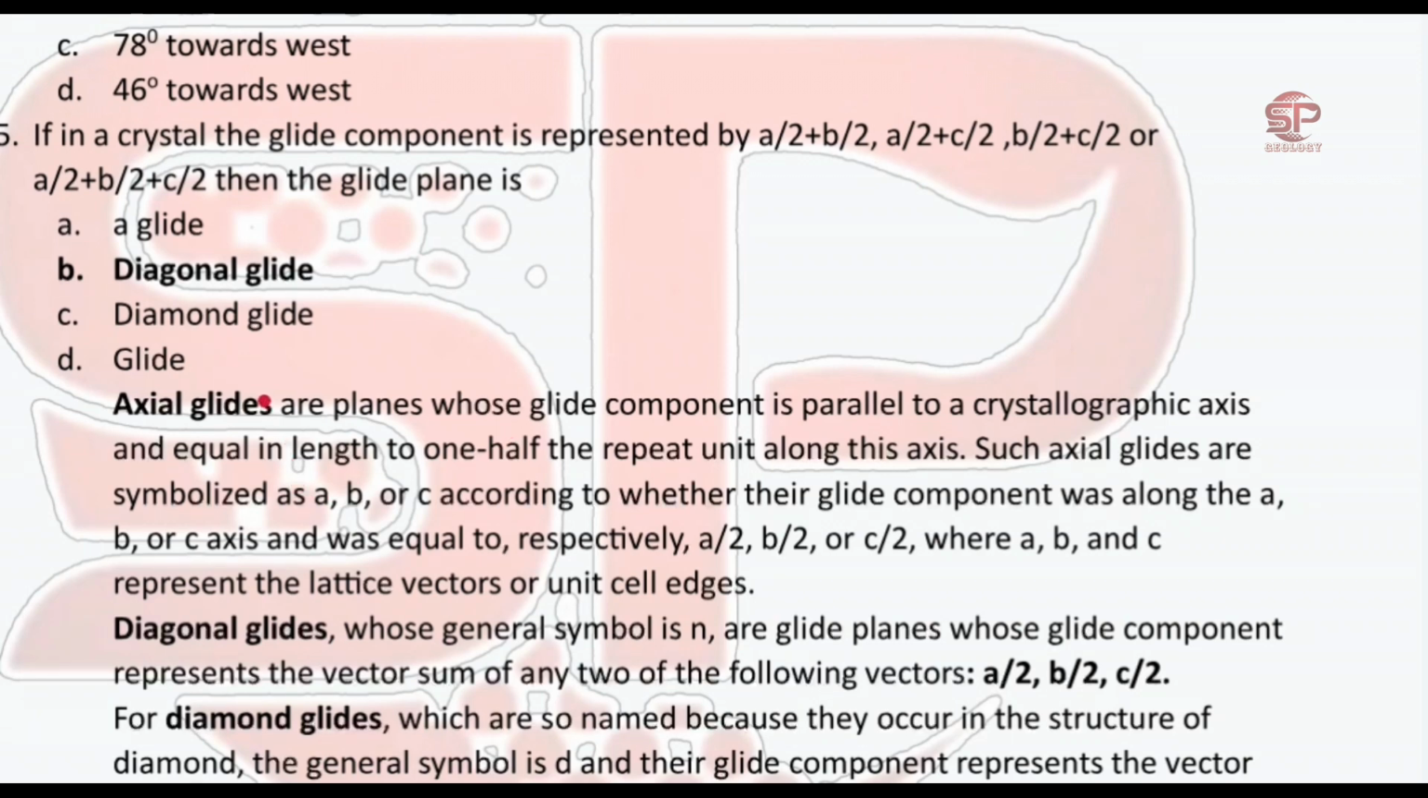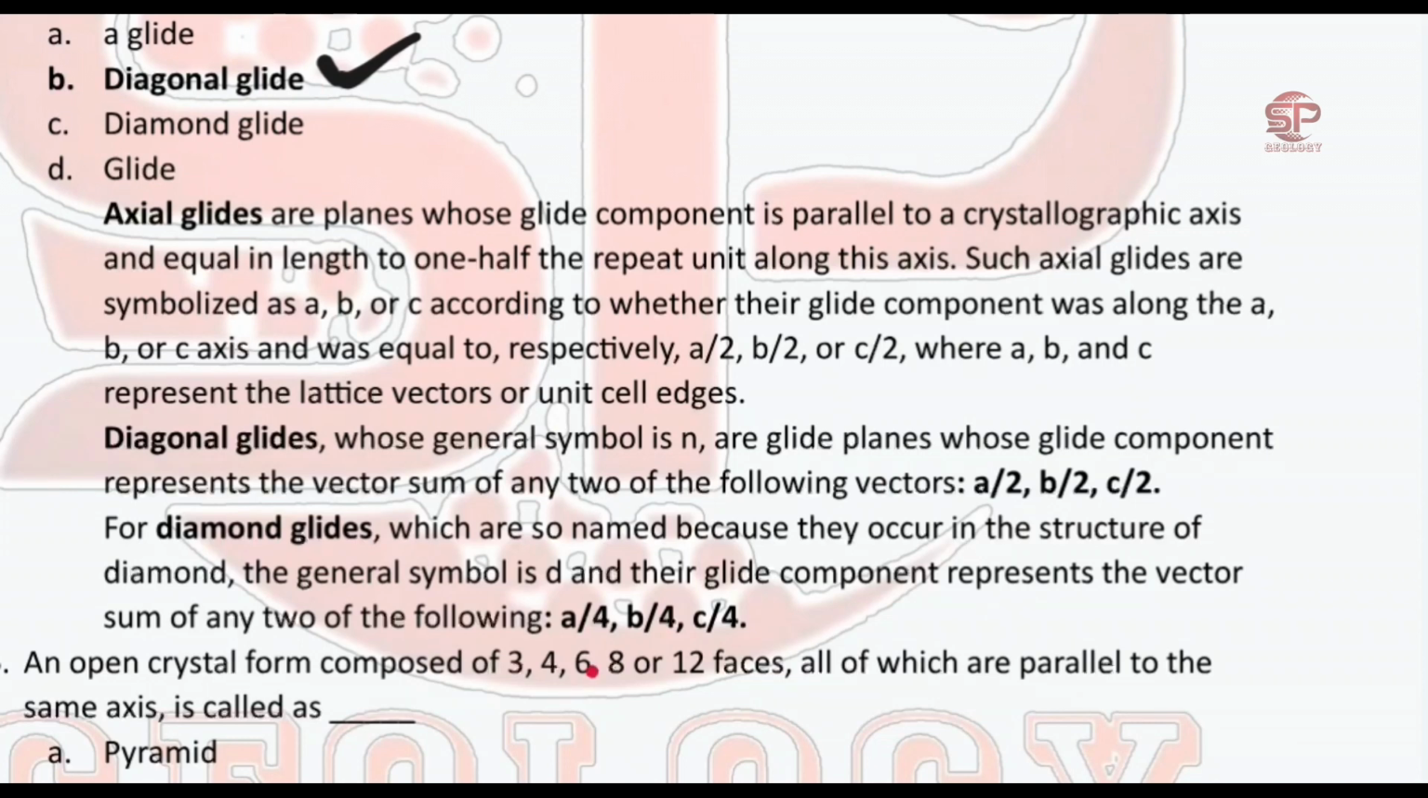One is axial glide, which is either A by 2 or B by 2 or C by 2. Then diagonal glide is a combination of any two vectors, that is A by 2 plus B by 2 or B by 2 plus C by 2. So the answer will be diagonal glide.